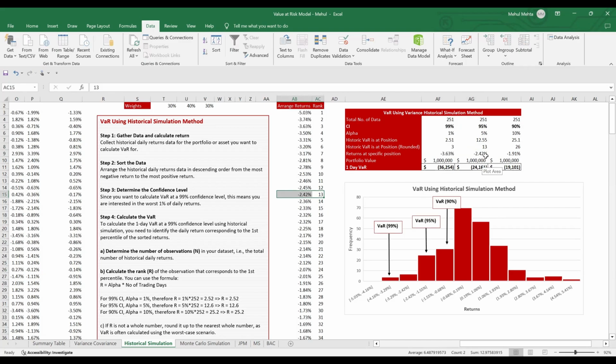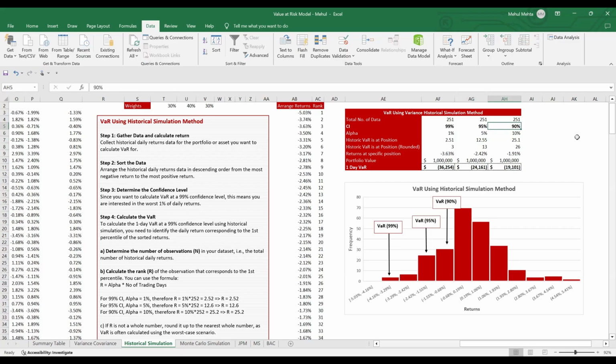If you see here, the return at the 13th position is negative 2.42%. Once we get this return, you just need to multiply it with the portfolio value to arrive at the value at risk number. So the value at risk number, where we are trying to calculate 1 day value at risk at 95% confidence interval, is $24,161.